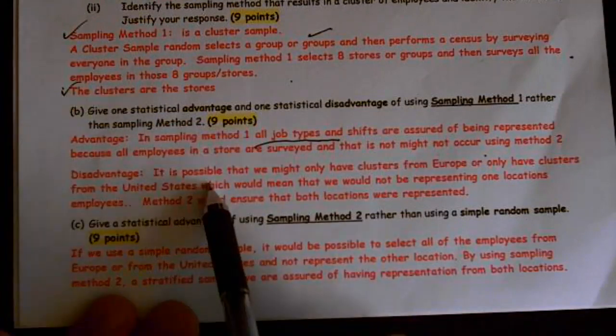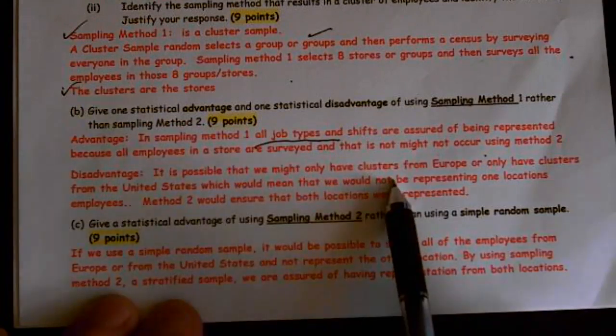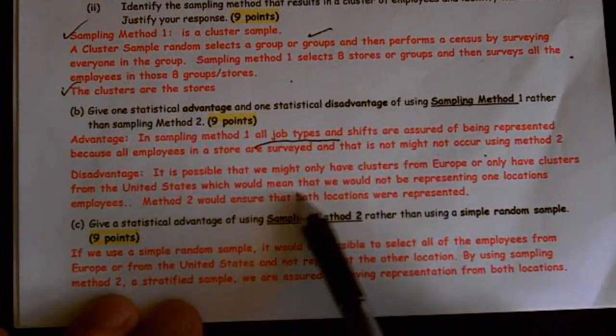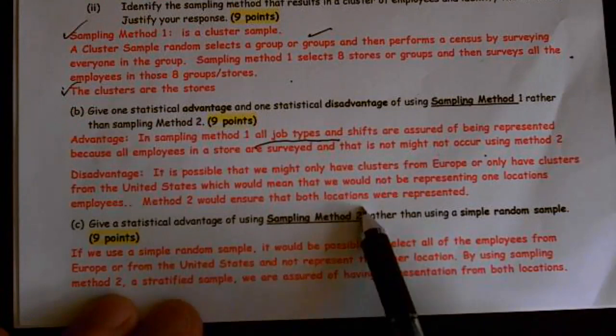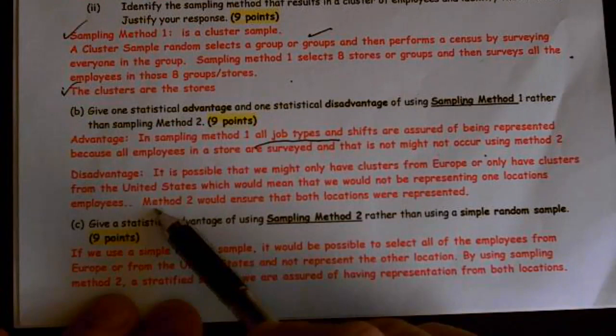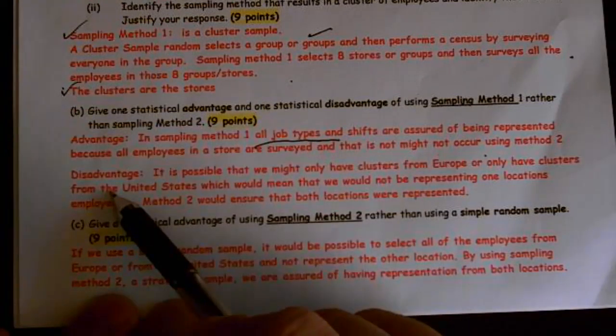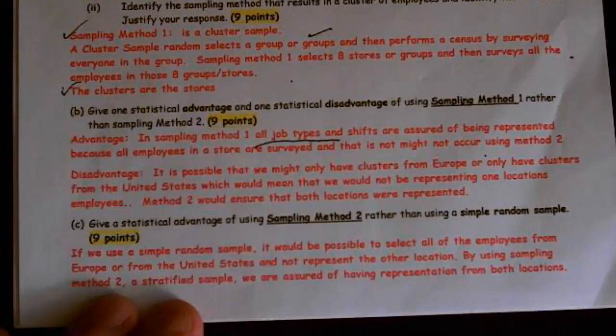Disadvantage: it's possible that we might only have clusters from Europe or only have clusters from the United States, which would mean that we would not be representing one of the locations. Method 2 would ensure that both locations were represented. If we had both of those things, we got 9. If the advantage and disadvantage were correct, we got 9 points. If you had either one of them correct, you received 5 points.